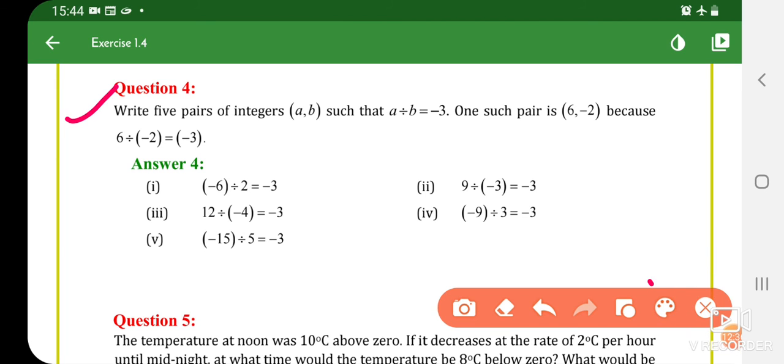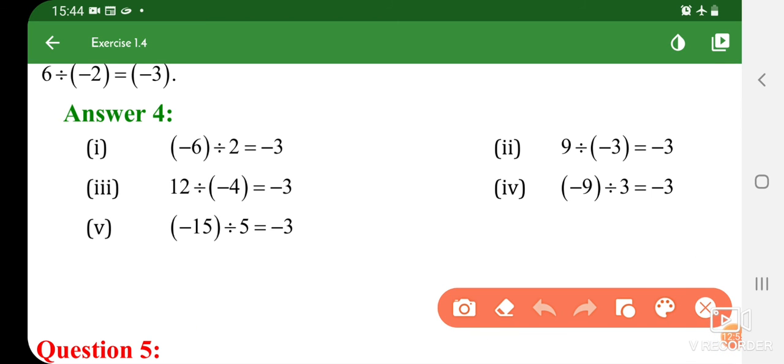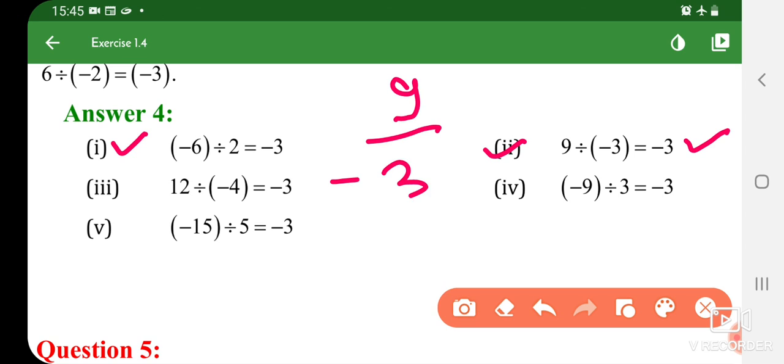So in this question we need 5 pairs. When we divide two numbers, the answer we get is minus 3. So we have to write these answers according to us. So first is the given example, 6 divided by minus 2 is minus 3. So let's see another answer. First one is given. So second one is 9 divided by minus 3, we get minus 3. Because when we divide 9 by minus 3, 3 times 3 is 9. So we get the answer minus 3.